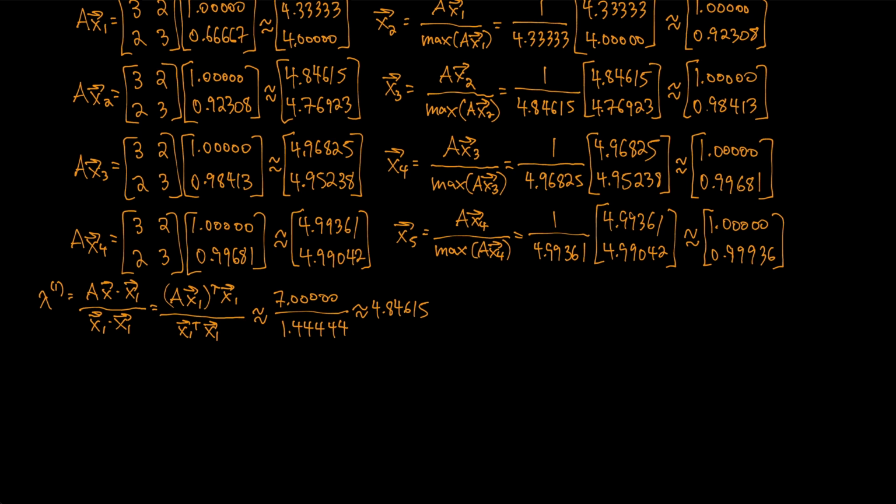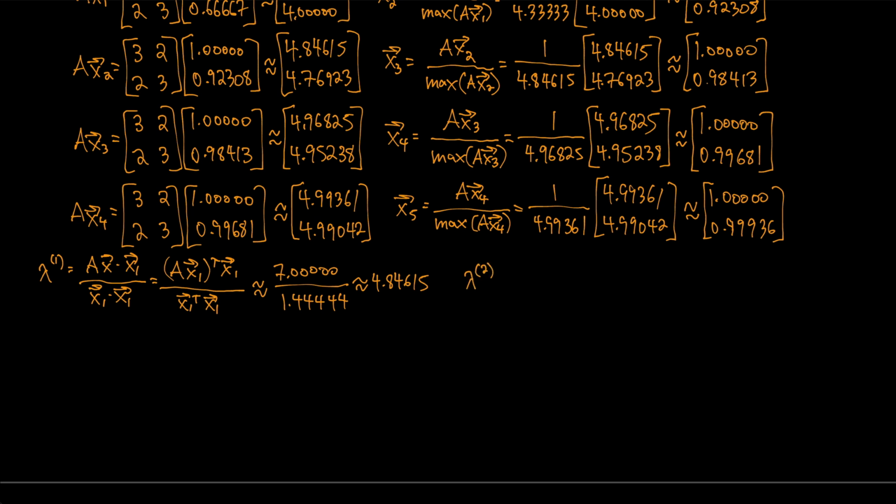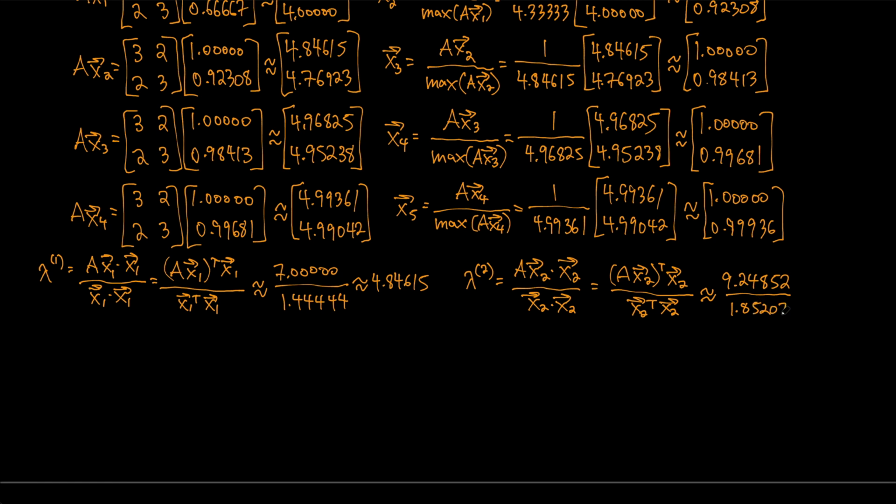Let's do lambda 2 now. So for lambda 2, we have AX2 dotted with X2 over X2 dot X2, giving us AX2 transpose X2 over X2 transpose X2, which is about 9.24852 over 1.85207, and it's about 4.99361.